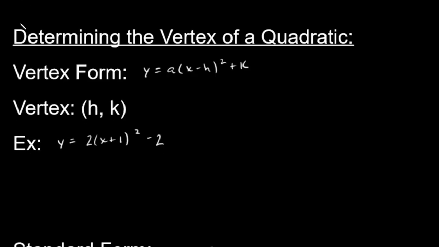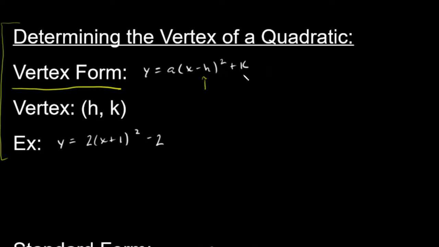You should write all of this down. Determining the vertex of a quadratic. This is called vertex form. The form we've been working with to find transformations of quadratics is called vertex form. And the reason is because it is presented to you in a way that you can easily, quickly identify the vertex. So, you've got this regular format we've been working with.